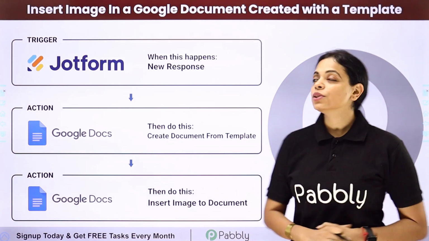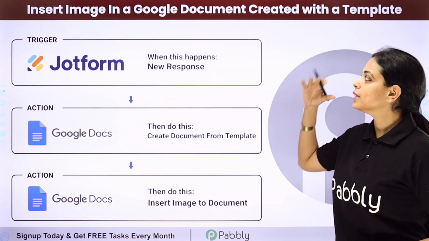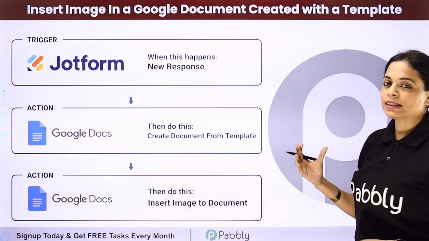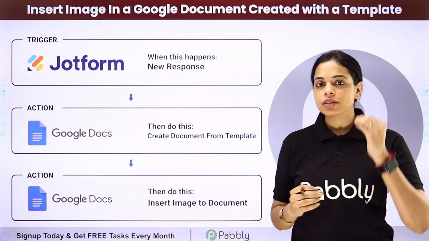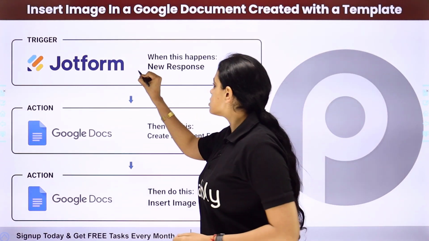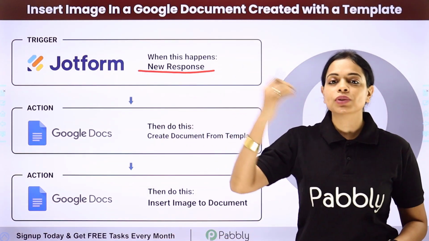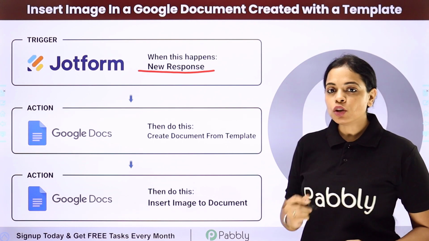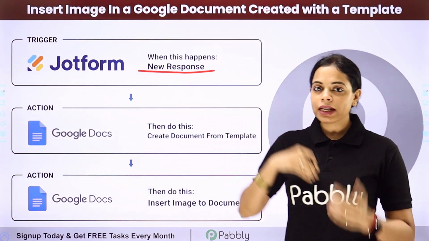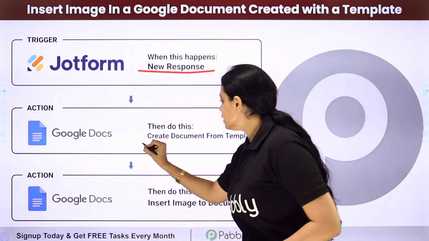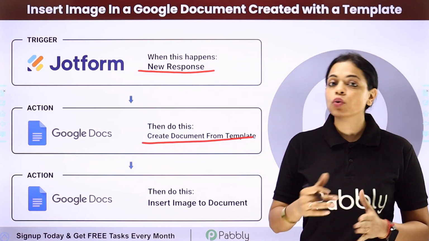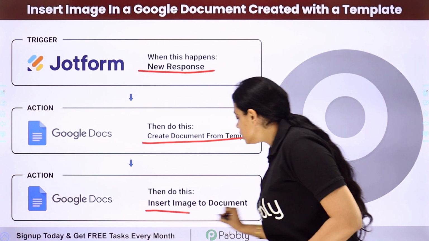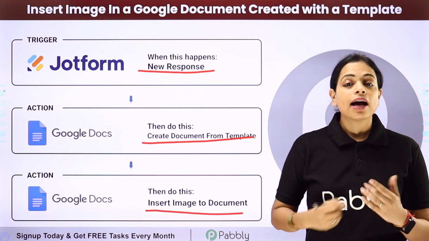In this video, we are going to see how to insert images in a Google document created with a template. So here my objective is that every time I have received the response, let's say here that there is a photography competition for which I am receiving the content. Now my objective is that the moment I have received this response, I want to create a document where I have already created a template, and then I want to add or insert the image to the same document. How can that be done?